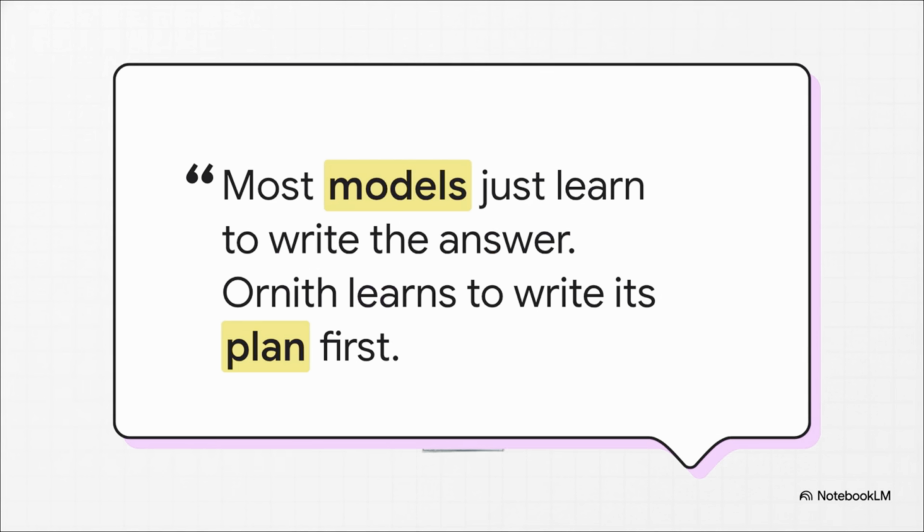The absolute core differentiator of the Ornith model family comes down to this. Most models just learn to write the answer. Ornith, though, it learns to write its own plan first. Up until now, models have basically been trained to just spit out an answer as fast as humanly possible, right? But Ornith, which is actually built on top of the Qwen and Gemma architectures, does something way smarter. It's kind of like a bird building a nest before it lays an egg. It has this extended thinking phase where it builds its own setup, its own plan, and its own structure before it even attempts to solve a single line of logic.